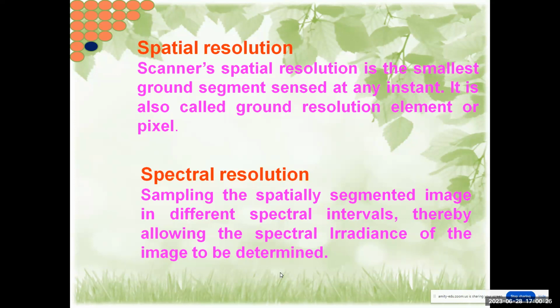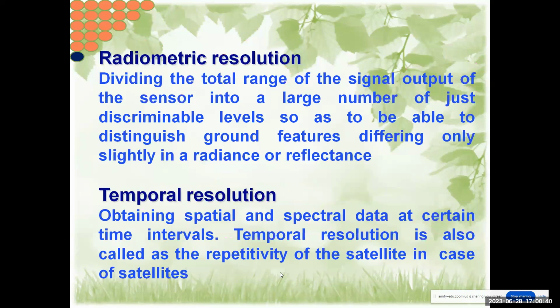And if you're talking about the spectral resolution, it means sampling the spatially segmented image in different spectral intervals, allowing the spectral radiance of the image to be determined. The radiometric resolution is in terms of bit number. The more bits we get, the higher the radiometric resolution. And temporal means obtaining the spatial or spectral data from the same point after a time interval. So temporal resolution is also called the repeat cycle of the satellite.